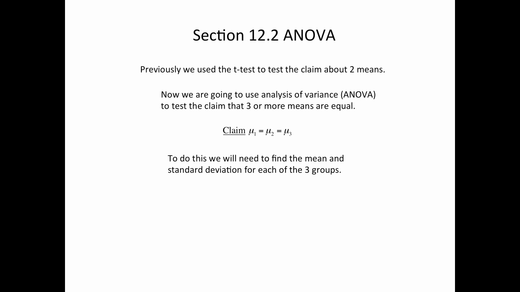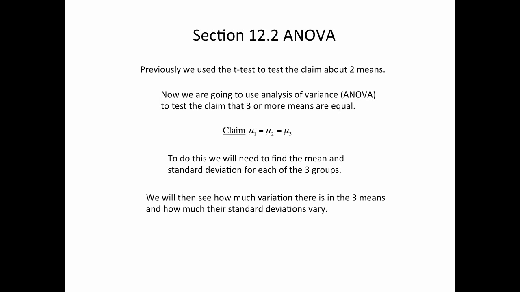Okay, so to do this, you're going to have to either be given the mean and standard deviation or find it yourself, which I'll show in just a second with the example. And we are going to be using variation or variance to see how much the three means vary, and also how much variation there is within the individual scores. So for example, if you have three basketball players and they average 30 points per game, well, if there's one player that's very inconsistent, scores 50 points one time, 12 points another time, you have to take that into account. How much variation is there?